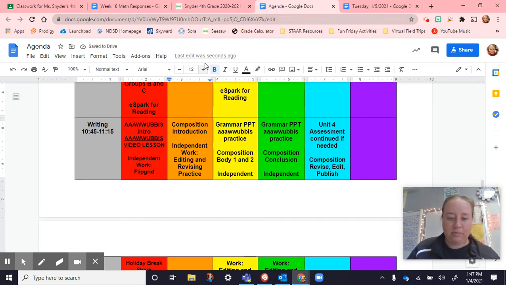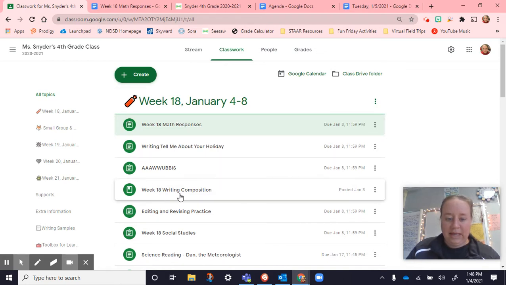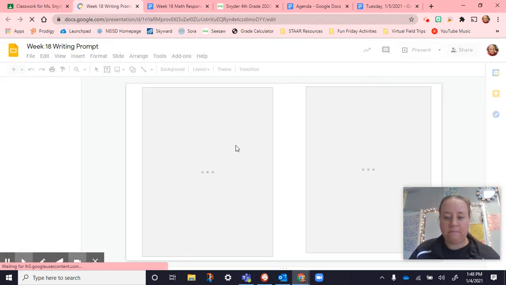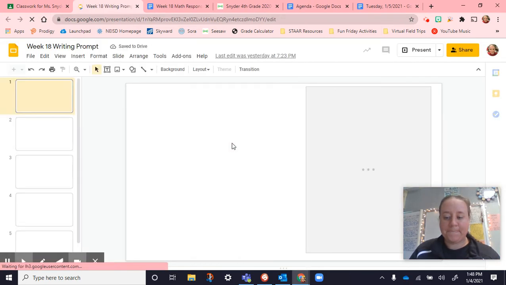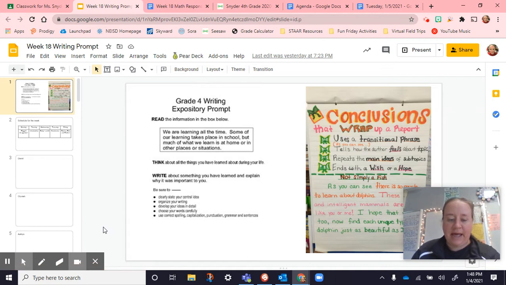Then for writing, writing is also going to be in Google Classroom this week. So here, week 18, writing composition. You're going to click on this. This is one of the ones like we've done before where everybody has their own page. Here on this first page, you have your prompt. It says, think about all the things you have learned about during your life. Write about something you have learned and explain why it was important to you.